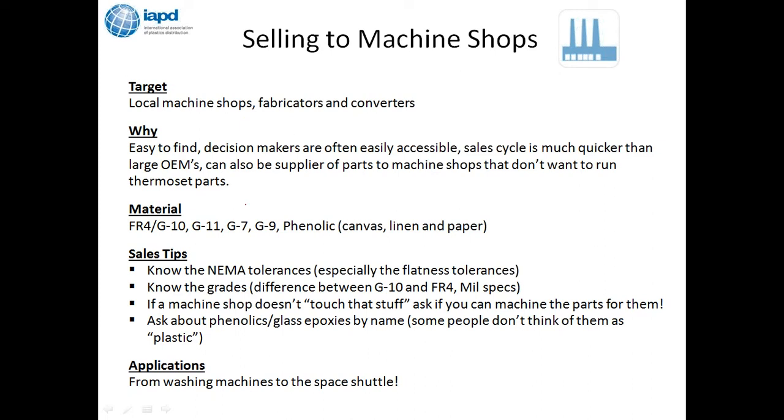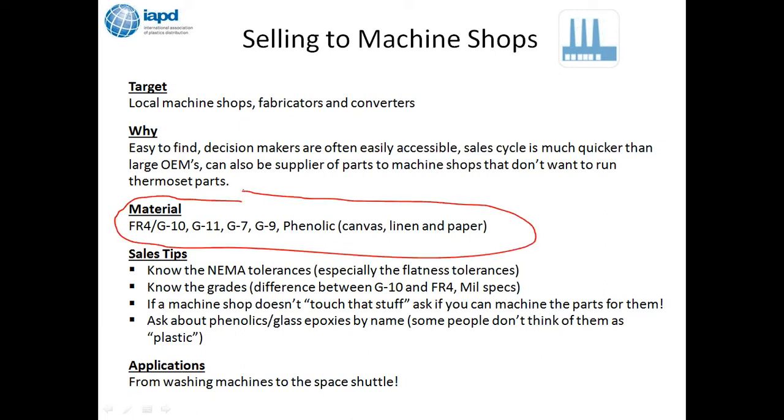What type of materials are they using? Well, they're probably using pretty much every type of thermoset material out there. FR4, G10, G11, G7, G9, Phenolic, some other laminate materials. They're probably using the thermoplastics materials like Delrins and nylons and Peaks and Ultems that you're already selling them. What you need to do is just ask, are you guys machining G11? Are you machining G10?